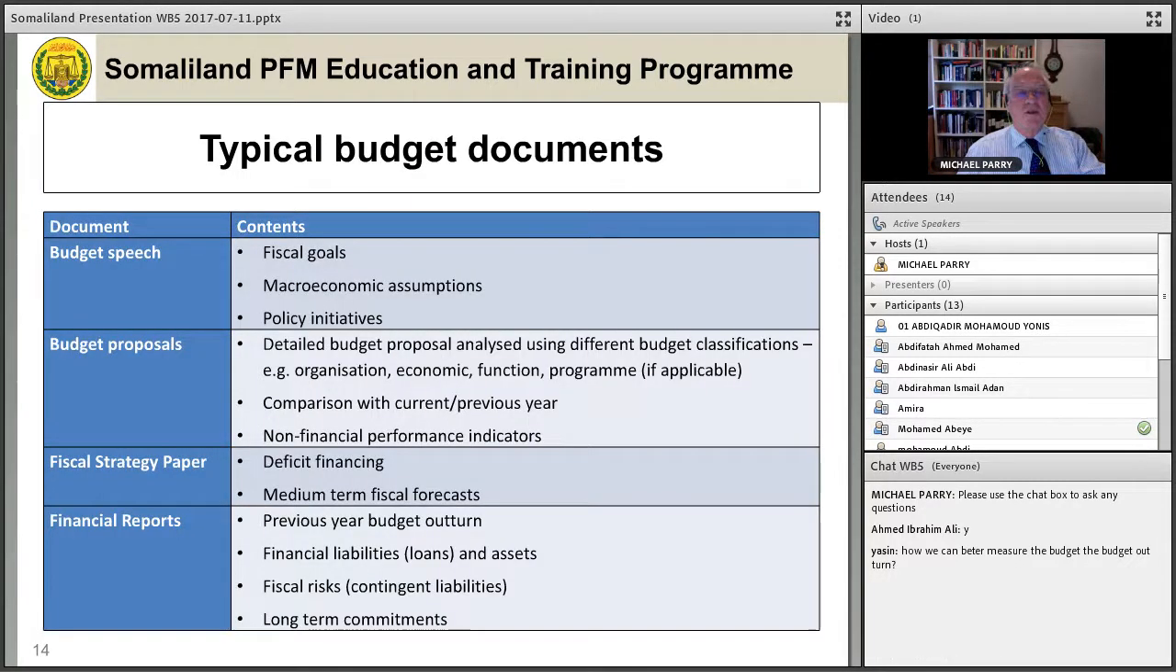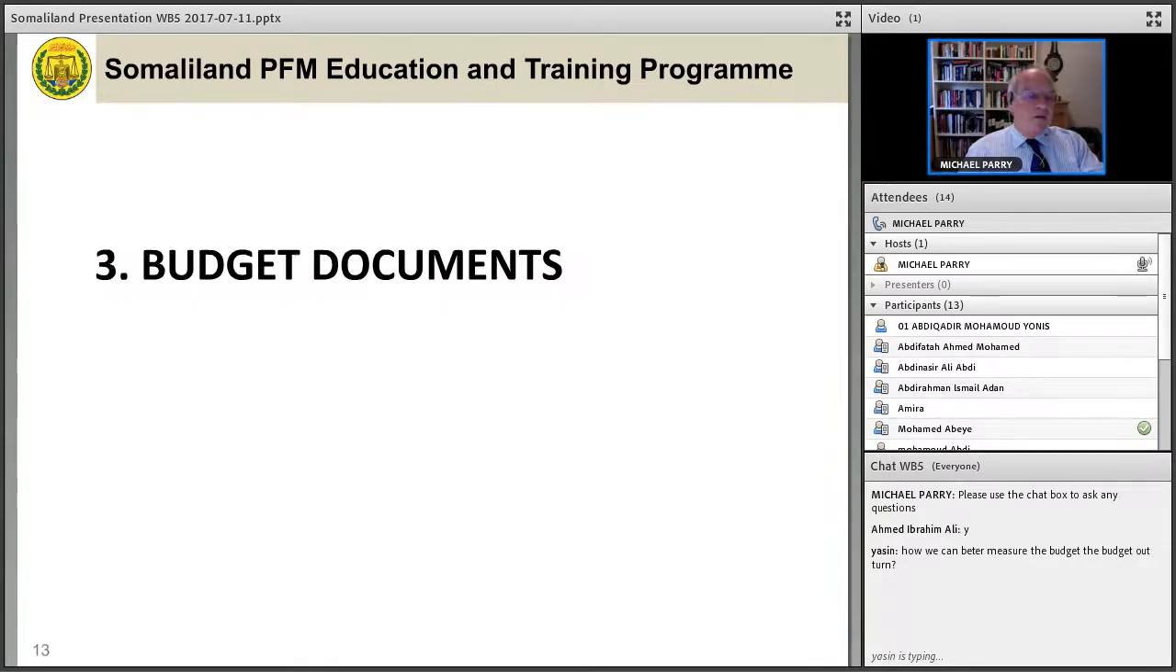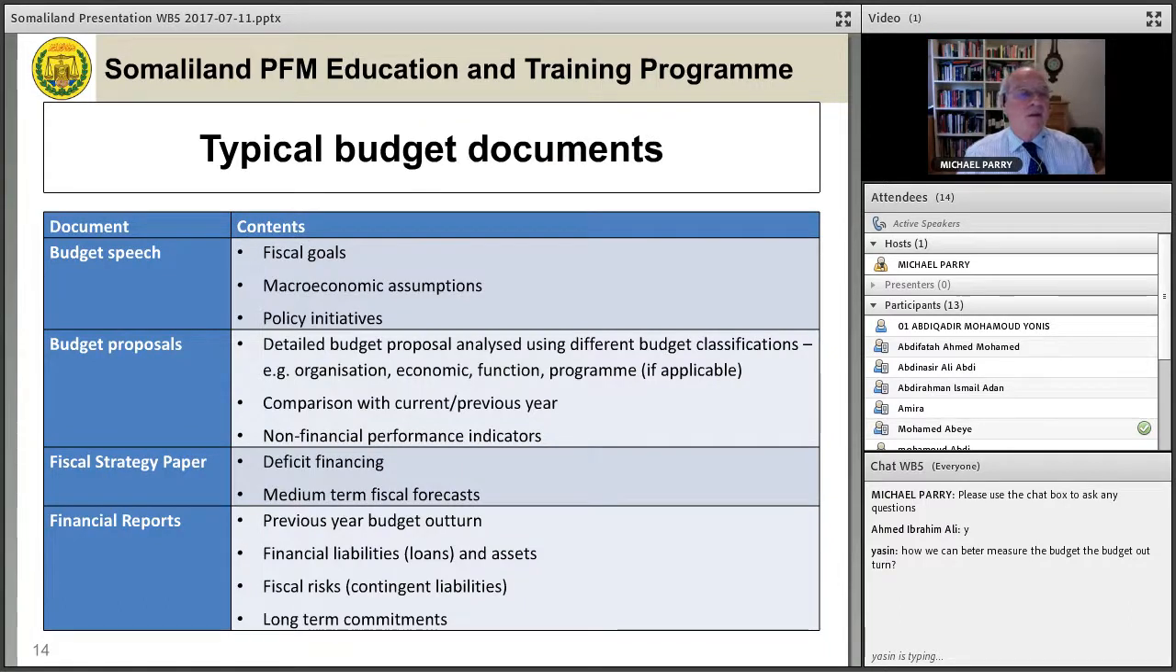The budget documents. Let me just go back and say a little bit before I go into the detail. There are a number of publications which set out standard lists of budget documents. We will go through those in more detail later on in your studies, and what the requirements are. But at this stage, we're just going to look at the major budget documents. Generally speaking, there are four groups of budget documents. First of all, you will have a budget speech, normally made by the Minister of Finance, which will be published as a paper setting out the fiscal goals, the macroeconomic assumptions, and the policies. The general statement of where the government is and what it's trying to achieve in the budget.